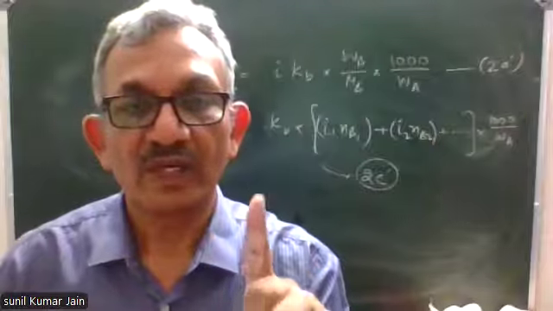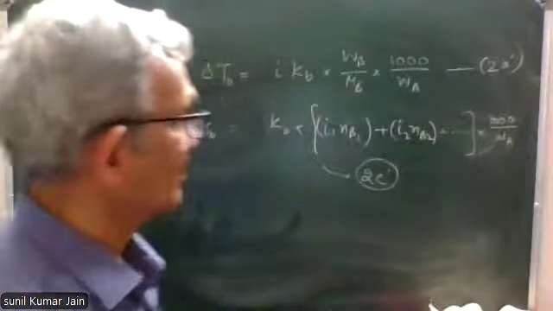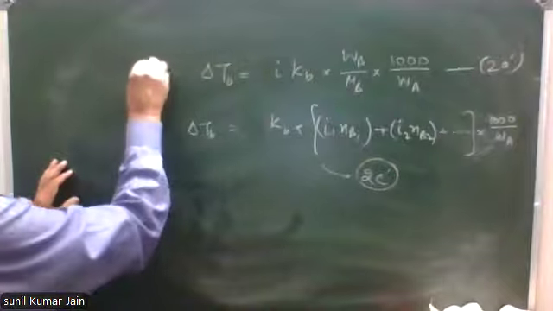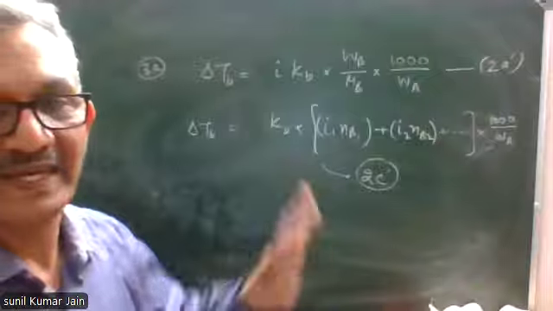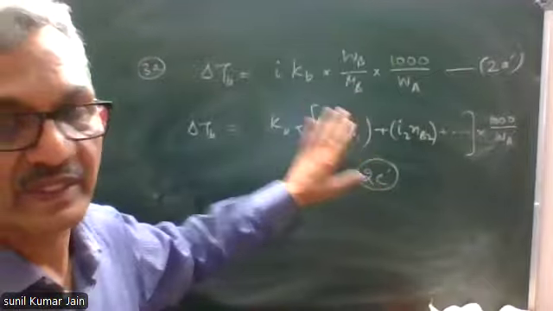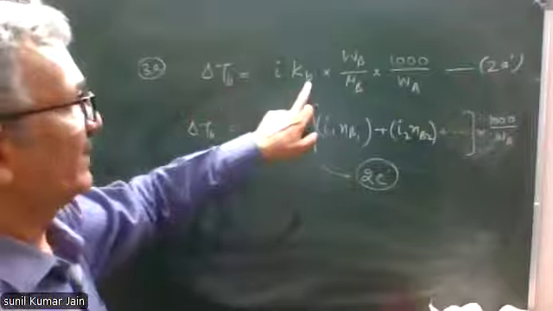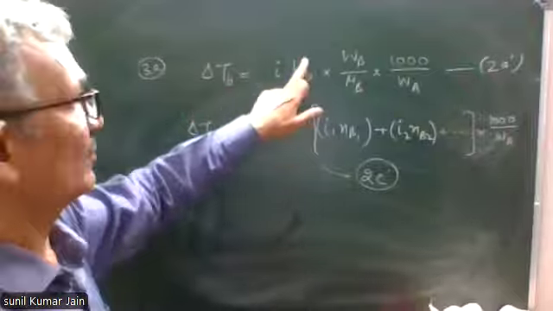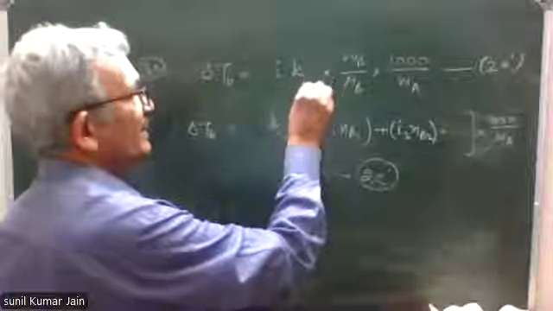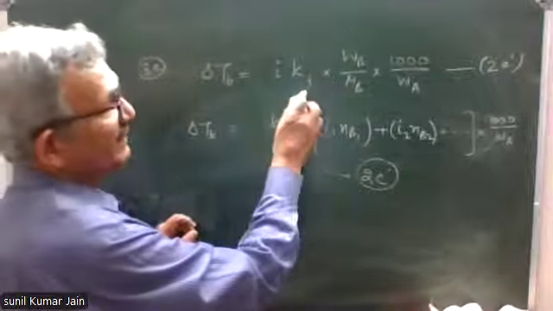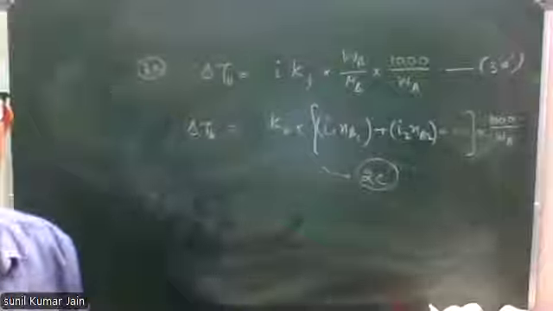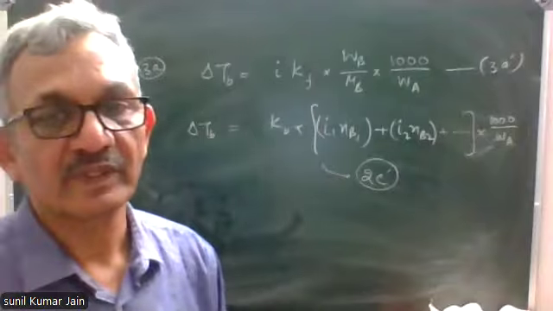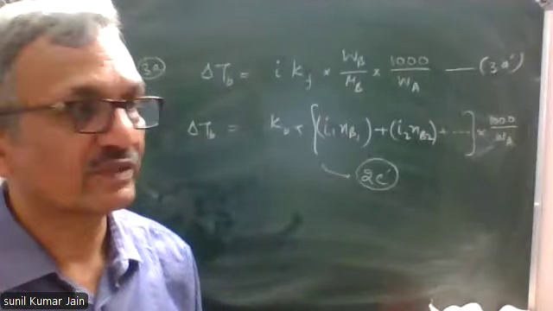For one solute, equation 3A becomes exactly similar equation. The only difference will be that in place of Kb, it will be Kf. Delta Tf is equal to i Kf into molality, and we'll label it as 3A dash. Take your time to note it down. Don't leave it to the video.